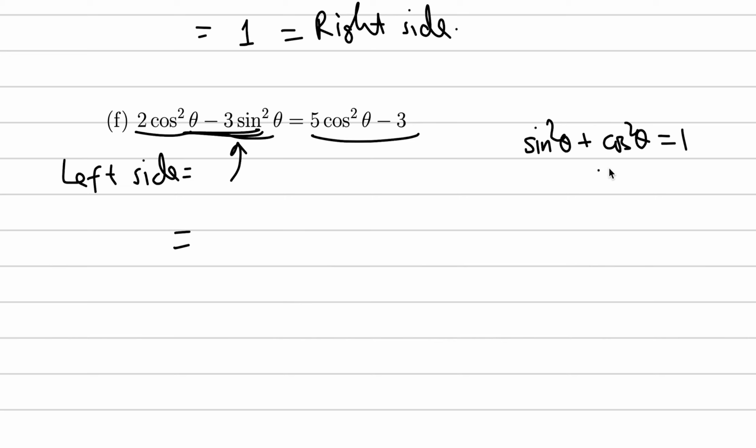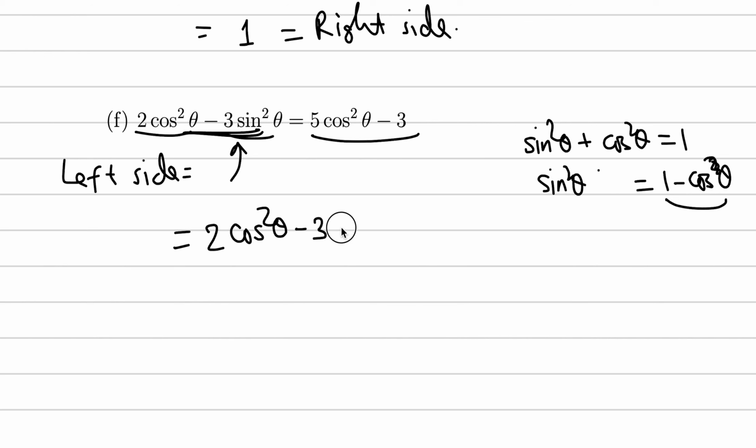So if we subtract cosine square from both sides, sine square theta is 1 minus cosine square theta. So we can always get the modified formula. So sine square is indeed 1 minus cosine square. Sine theta is not 1 minus cosine, only squares. So on the left side, 2 cosine square theta, we just leave that, minus 3 times sine square, so we need to put parentheses, we need to distribute. Sine square is 1 minus cosine square.